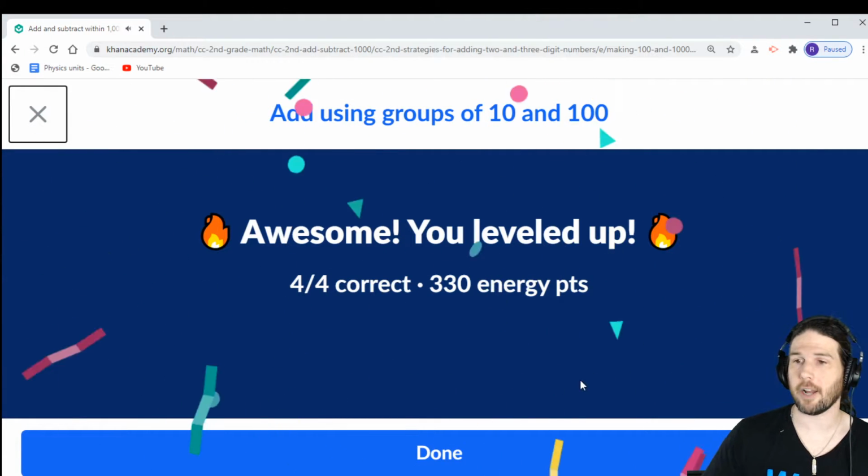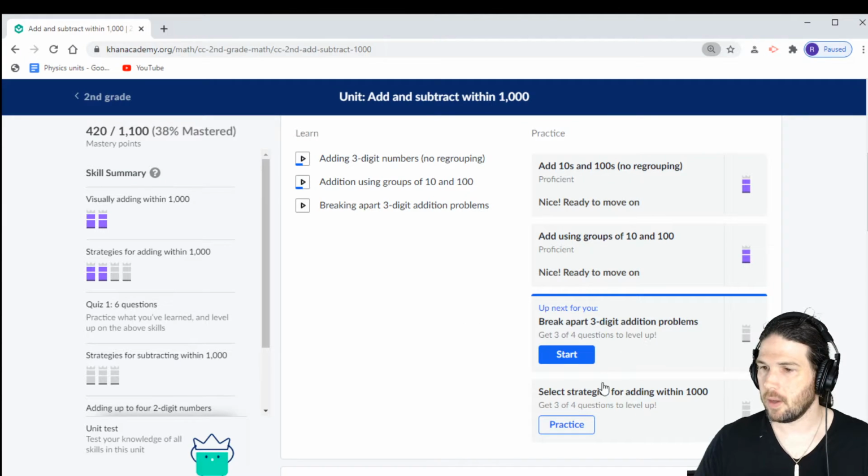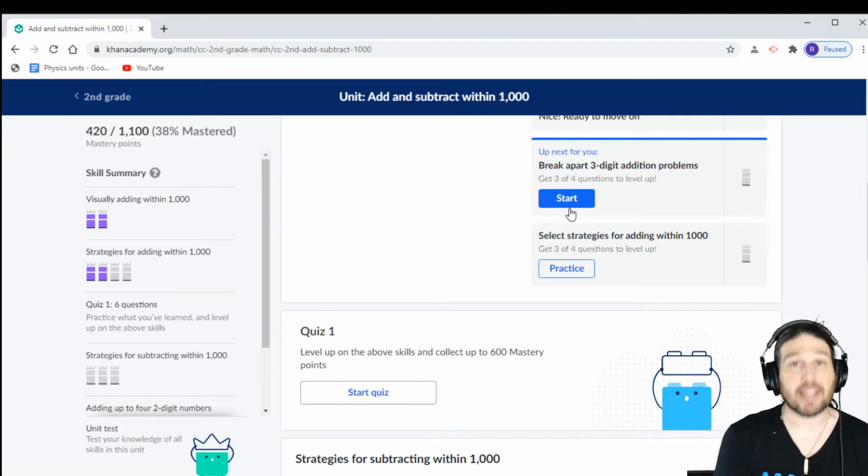That's 10 and 100. Now, backing up, we're going to break apart three-digit addition problems. So I have a feeling that what we're going to be doing here is taking our three-digit numbers and breaking them apart into tens and hundreds and ones, right? Let's take a look.